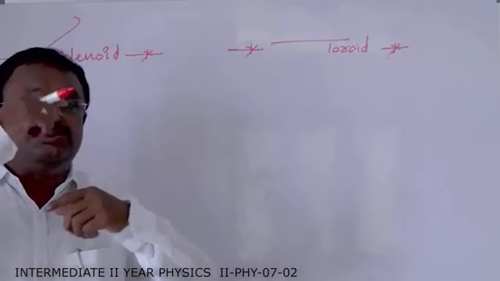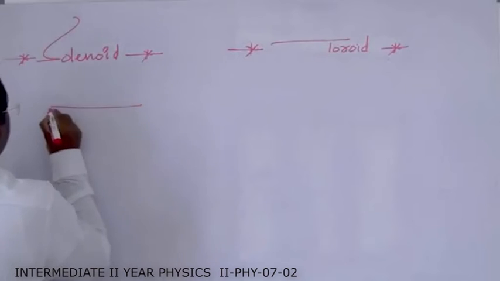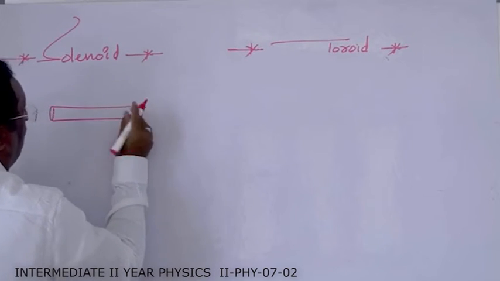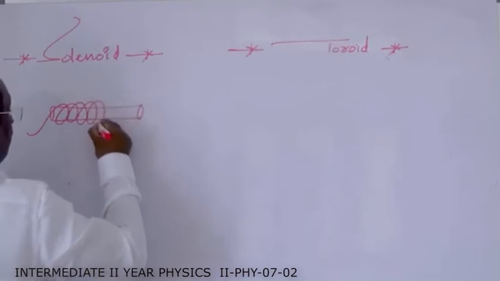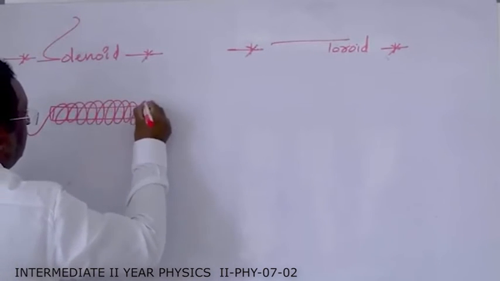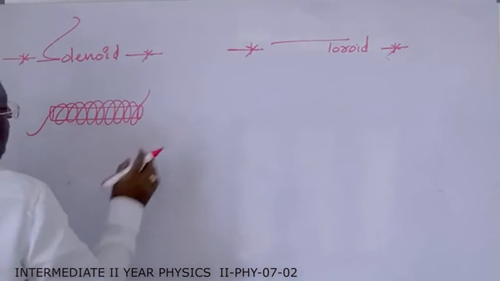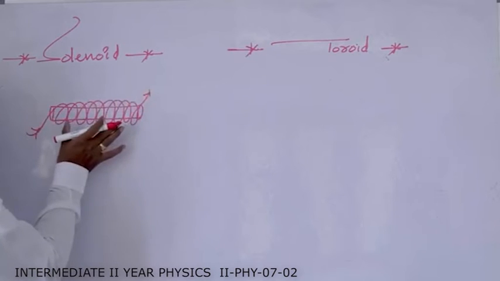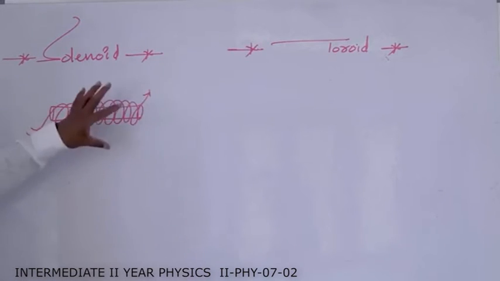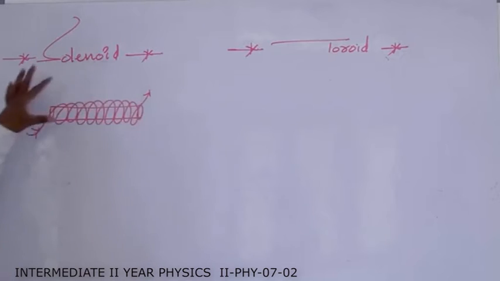Now, a solenoid is nothing but a metallic wire wound on an insulated hollow pipe, like this. This is an insulated hollow pipe. On this insulated hollow pipe, a wire is wound in a number of turns like this. These turns are closely spaced. The coil looks like a helix. When current is passing through it, a strong, uniform magnetic field is created around this solenoid.